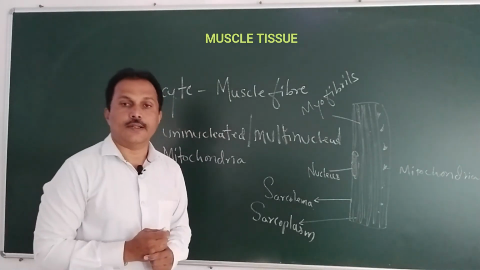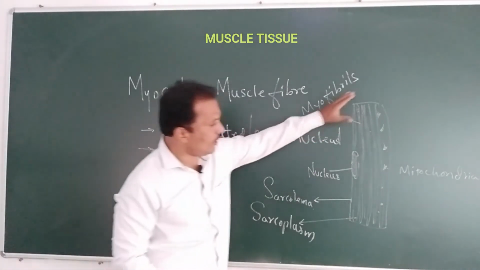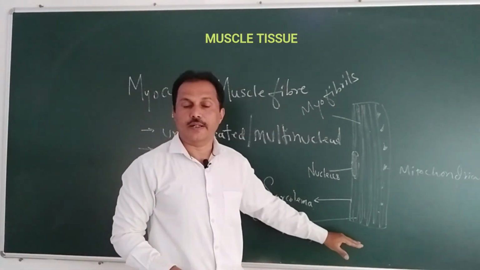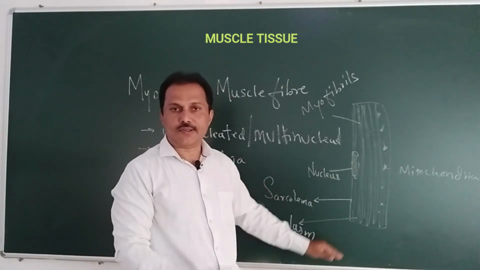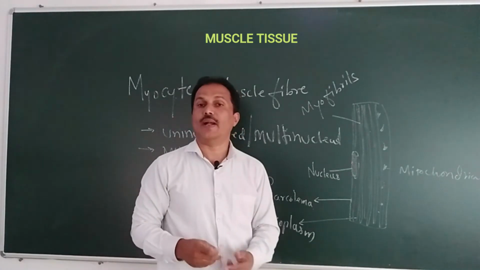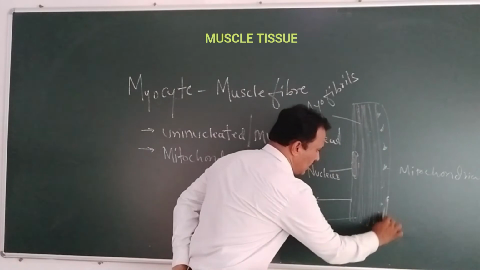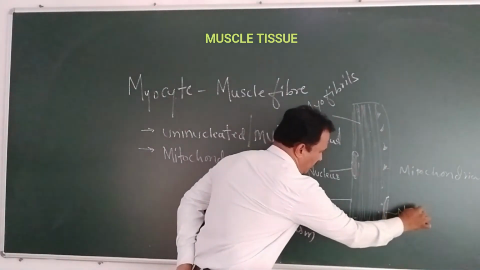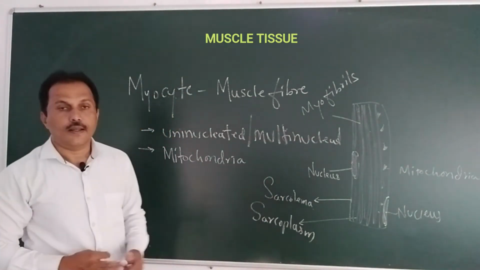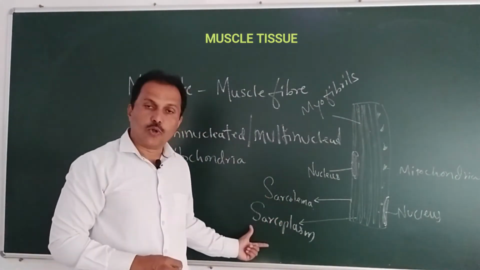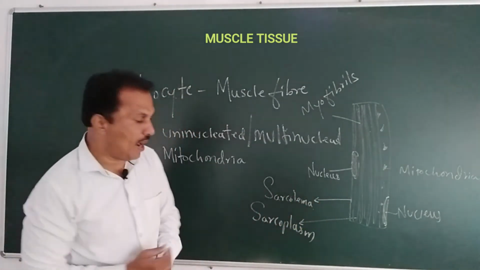So you are getting the structure of a myocyte or muscle fiber. Muscle fiber is the cell forming the muscle tissue. It is known as fiber because its length is more; it is an elongated structure. Either one nucleus or more than one nucleus is present, either uninucleated or multinucleated. Abundant mitochondria are present in this cell. The cytoplasm is known as sarcoplasm, and the plasma membrane of the cell is known as sarcolemma.